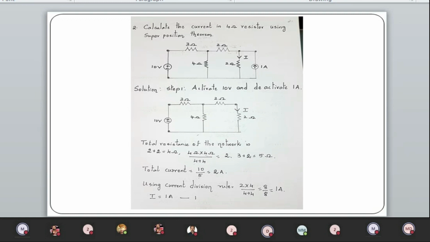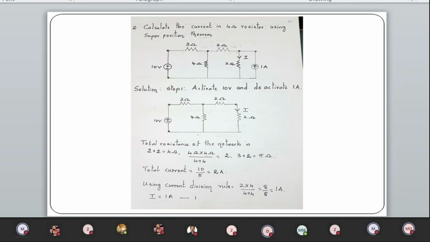To deactivate a current source, it must be open circuit. To deactivate a voltage source, it must be short circuit. This is the statement of the superposition theorem. Now let us consider: calculate the current in the 4 ohm resistor using superposition theorem.